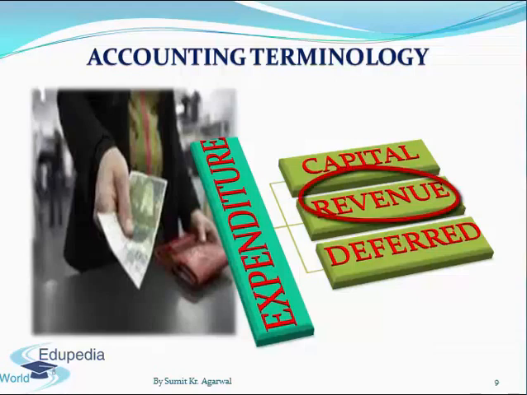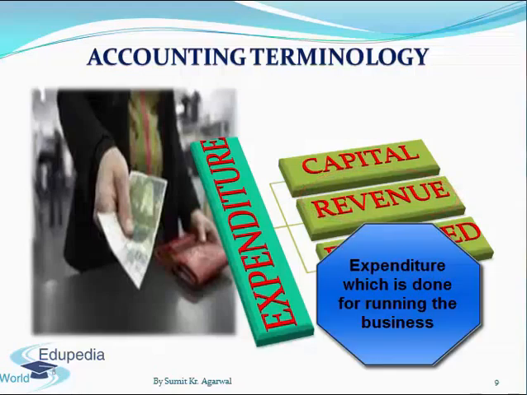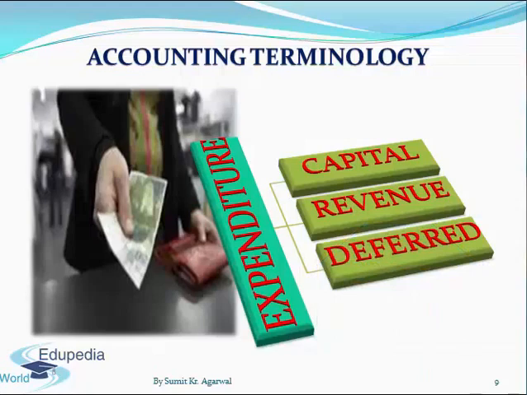Whereas revenue expenditure are expenditure which is done for running the business, which are recurring in nature, which is essential for the operations of the business. For example, buying raw materials, payment of salaries, paying for office rent. So the revenue expenditure are expenditure for short-term benefit.